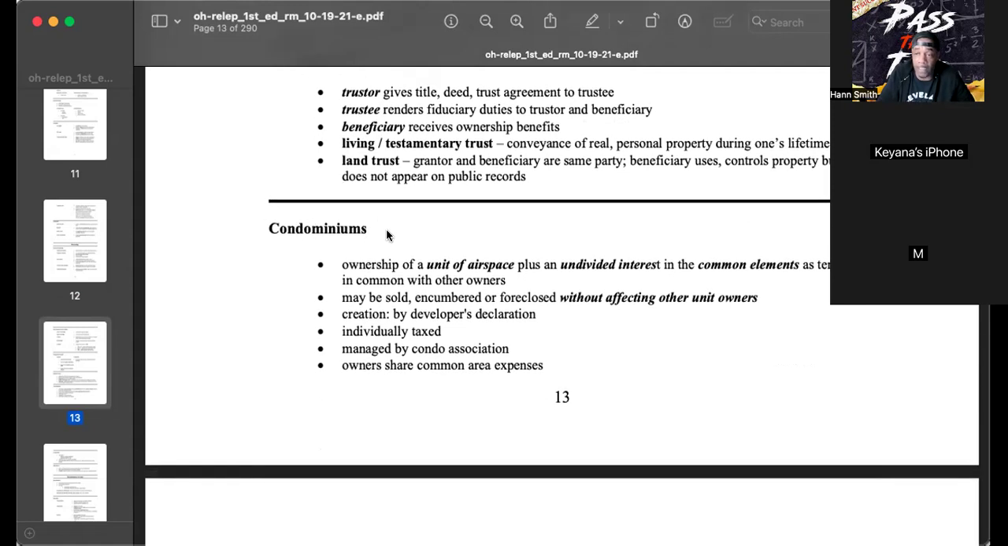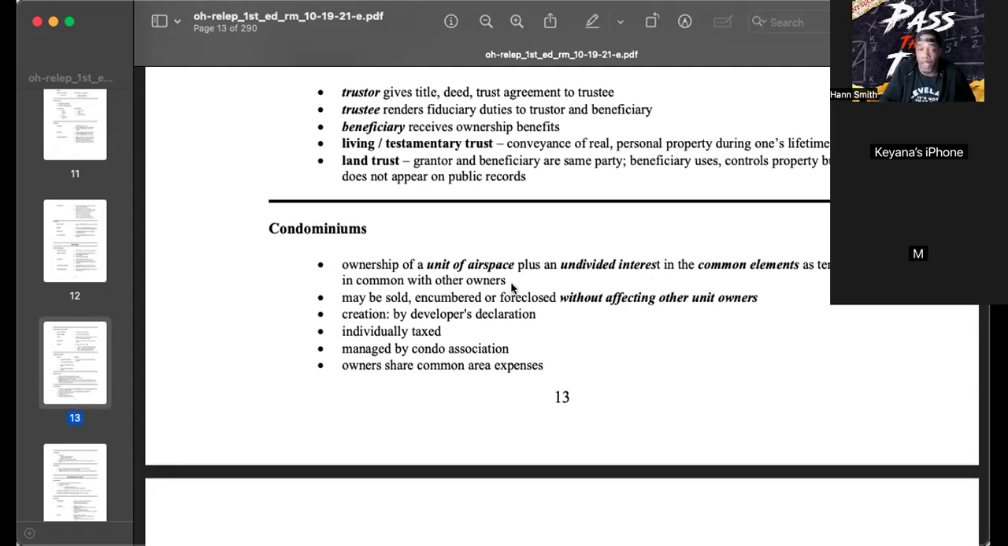All right. The next thing is condominiums. Condominium is a type of ownership, or it's a property type. I'm sorry, it's not a type of ownership. It's a property type. Now, when you own a condominium, you own a unit of airspace plus an undivided interest in the common elements as a tenant in common with other owners.